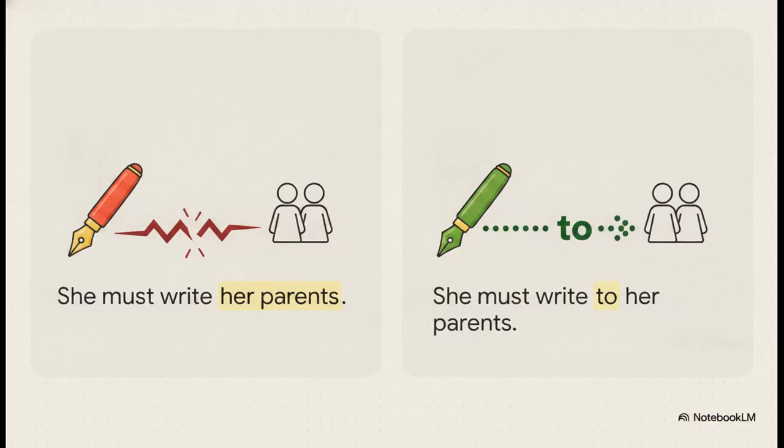Let's compare these two structures to really get this. Because there's no direct object, like, say, an email or a letter, in this sentence, we are strictly required to use the preposition to before the indirect object, her parents. Just saying, she must write her parents feels, well, kind of incomplete grammatically in this context, right? Adding the to makes it totally correct. She must write to her parents.